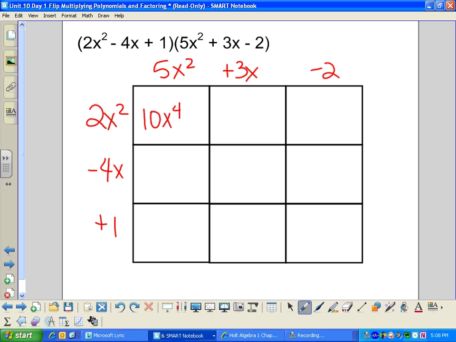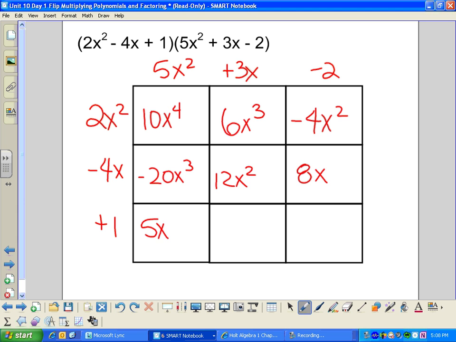10x to the 4th, 6x cubed, negative 4x squared, negative 20x cubed, 12x squared, 8x, 5x squared, 3x, and negative 2. Ooh, got a lot of things I'm going to be able to combine. Let's see what I got.